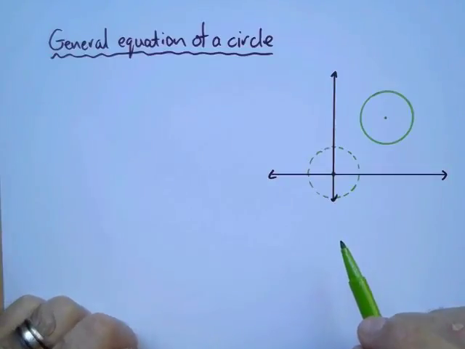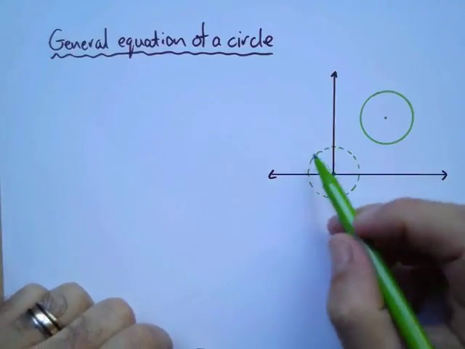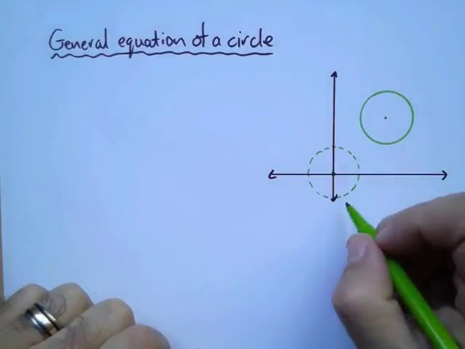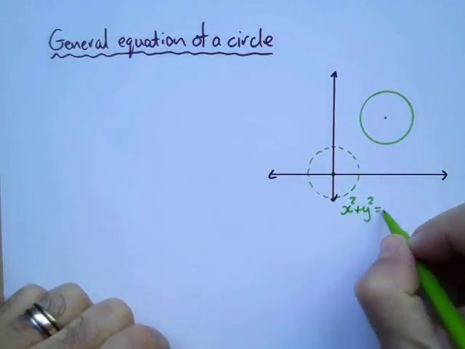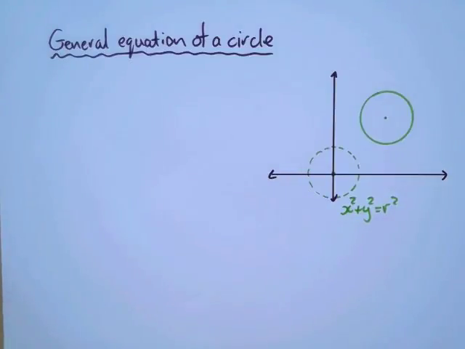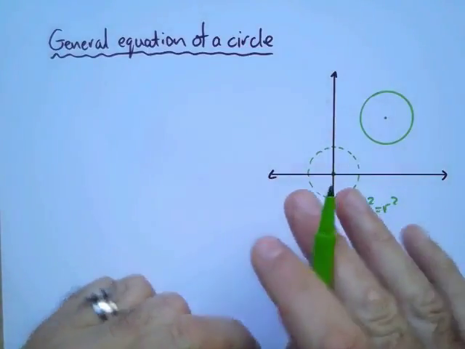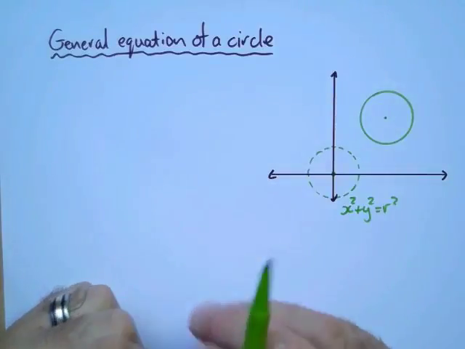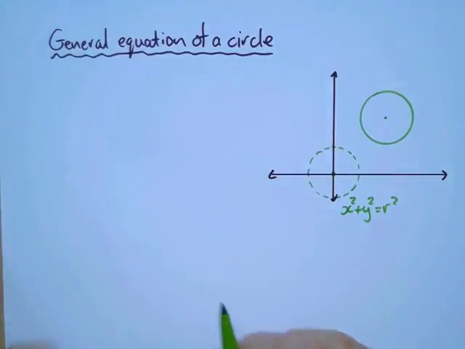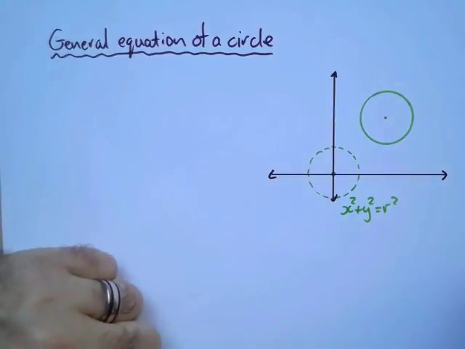The general equation of a circle. Now, if we take our original circle and we call this x squared plus y squared equals r squared, what can happen is we can move this circle around. Okay, and if it moves, it follows a certain pattern.